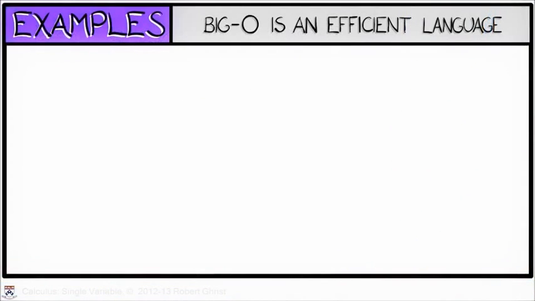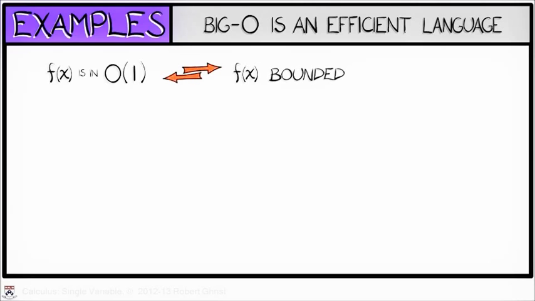One of the reasons Big O is so useful is that it forms an efficient language. For example, f is in Big O of 1 means the same thing as saying that f is bounded in the limit as x is going to 0 or infinity or whatever. There are other applications as well, real applications.